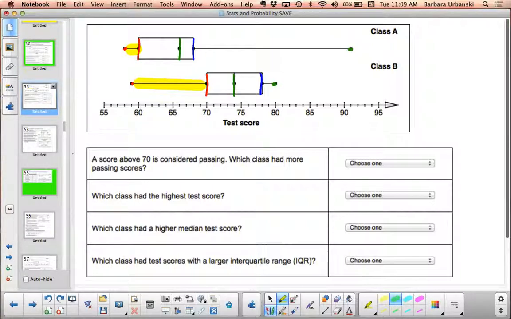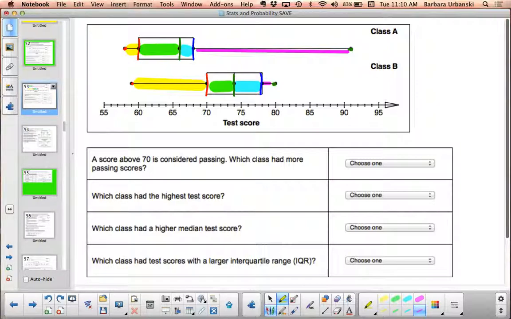25% of our information here, another 25% here, another 25% here, and the next 25% is here. And so just looking at this, if you look at the third quartile to the maximum in Class A, there is a much greater spread, even though they would have the same number of students.